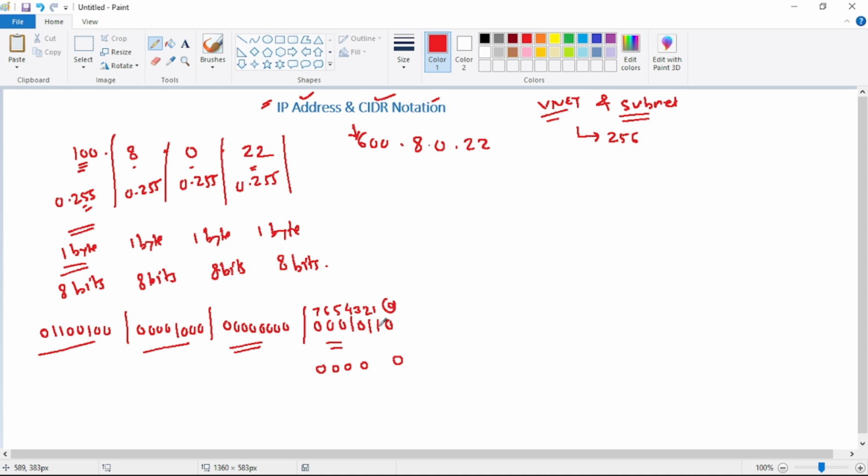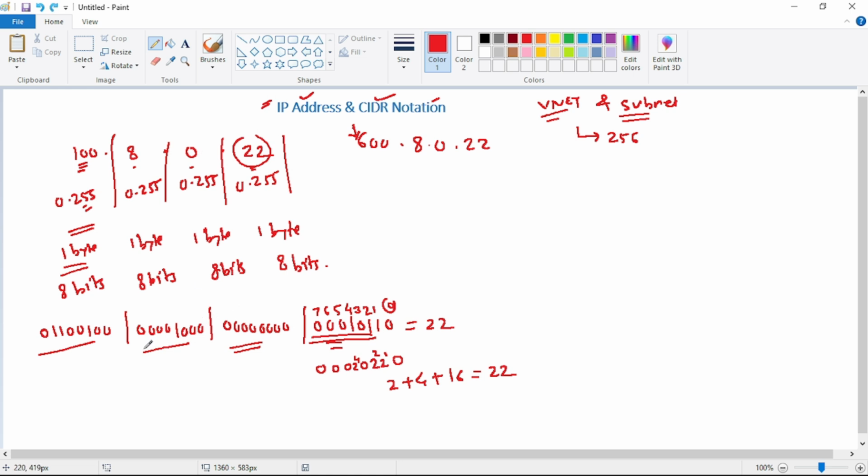So you see this 1, its position is 1, so that means it is 2 raised to 1. Now you see this 1, its position is 2, that means it is 2 raised to 2. And you see this one, its position is 4, that means it is 2 raised to 4. So 2 raised to 1 means 2, plus 2 raised to 2 means 4, plus 2 raised to 4 means 16, and it comes to 22. So that means these 8 digits represent 22, and you see this is 22 only.